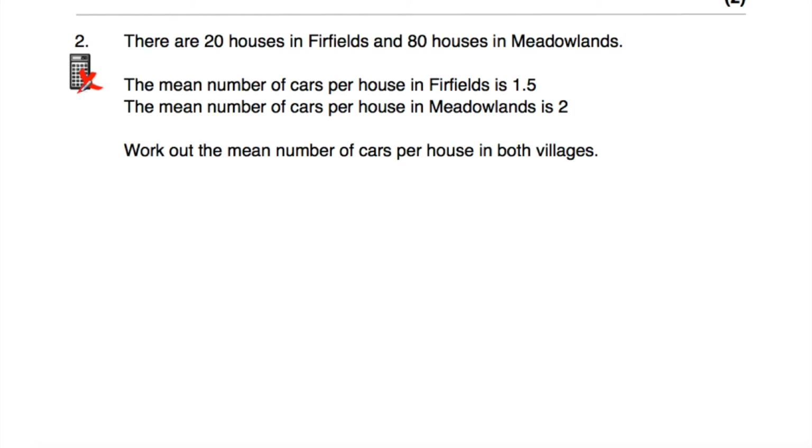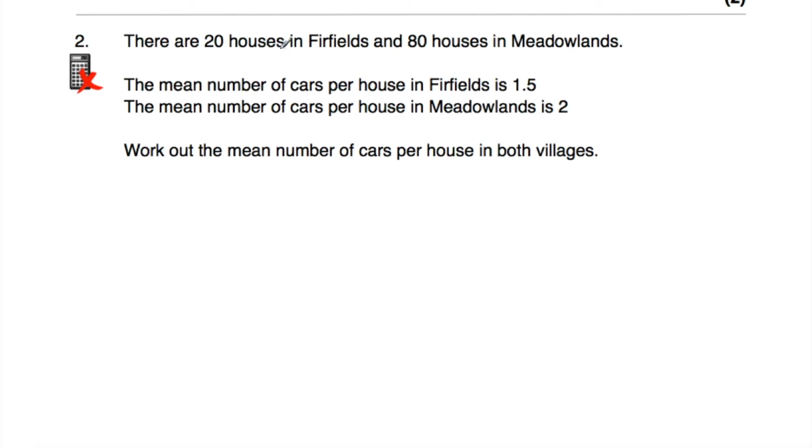Question number 2 is another non-calculator question. And it says there's 20 houses in Fairfields and there's 80 houses in Meadowlands. And the mean number of cars per house in Fairfields is 1.5. And the mean number of cars per house in Meadowlands is 2. And the question says work out the mean number of cars per house in both villages.